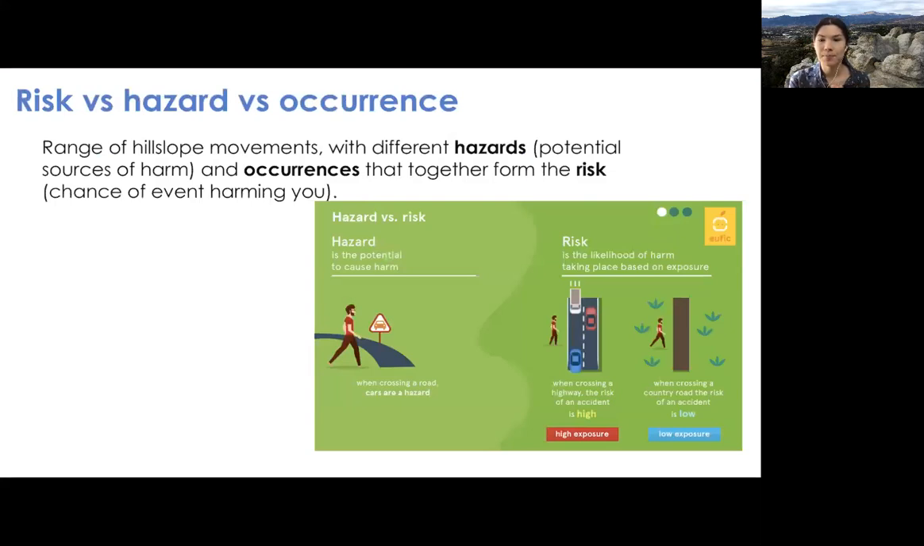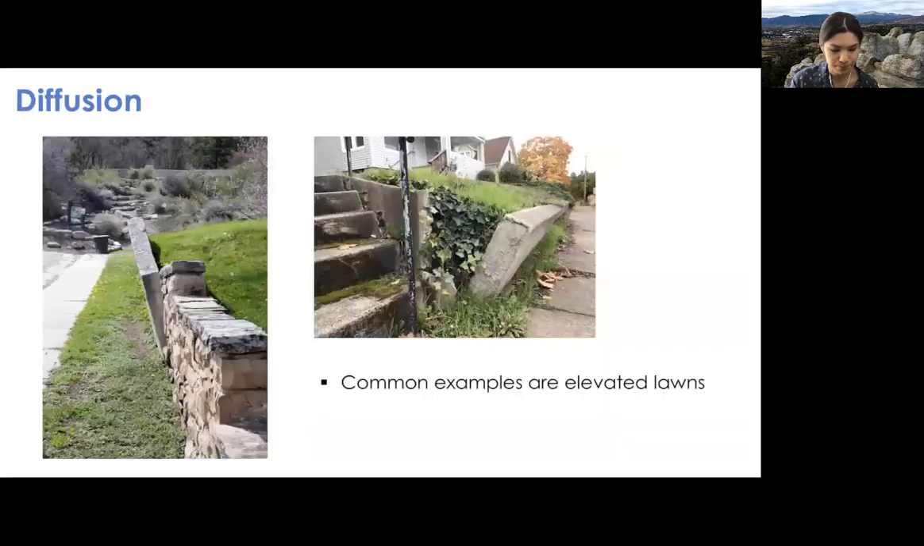a lot higher. Versus if we cross a country road, we know that that risk is fairly low, so we may look both ways, but we're going to do it much more quickly. We may not do a double or triple check because there's kind of a low occurrence of that hazard happening, resulting in a low internalized risk. So we'll try and think about these concepts in relation to hill slopes over the rest of this lecture.